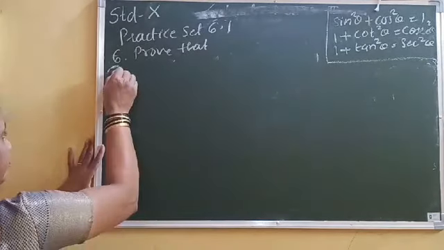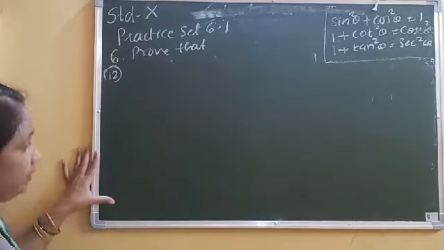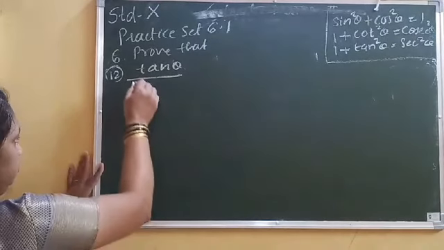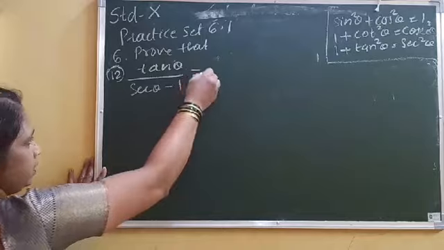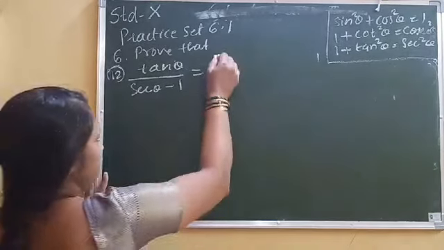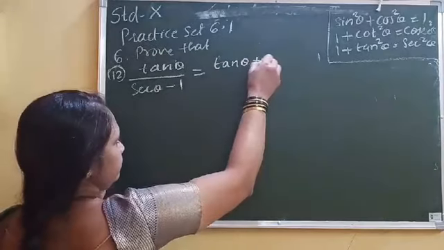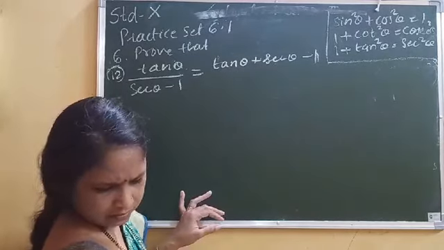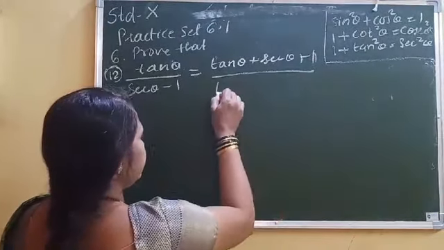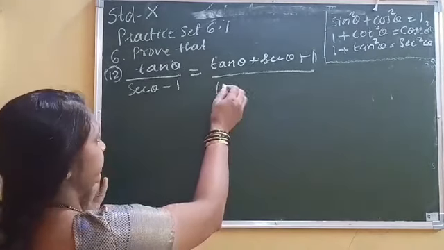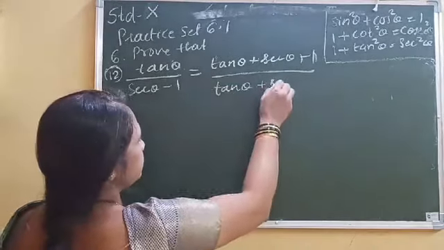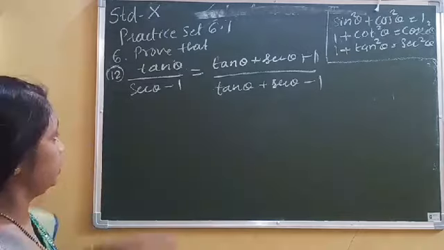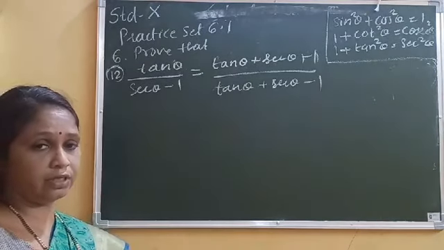Now the 12th example is tan theta upon sec theta minus 1 is equal to tan theta plus sec theta plus 1, and here in the denominator is tan theta plus sec theta minus 1. Okay, now see, the LHS side we have to take and we have to derive the RHS side.